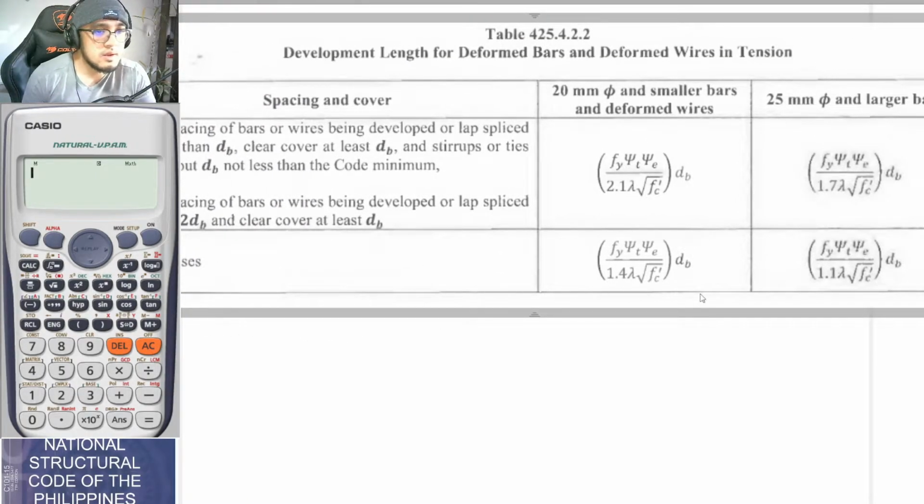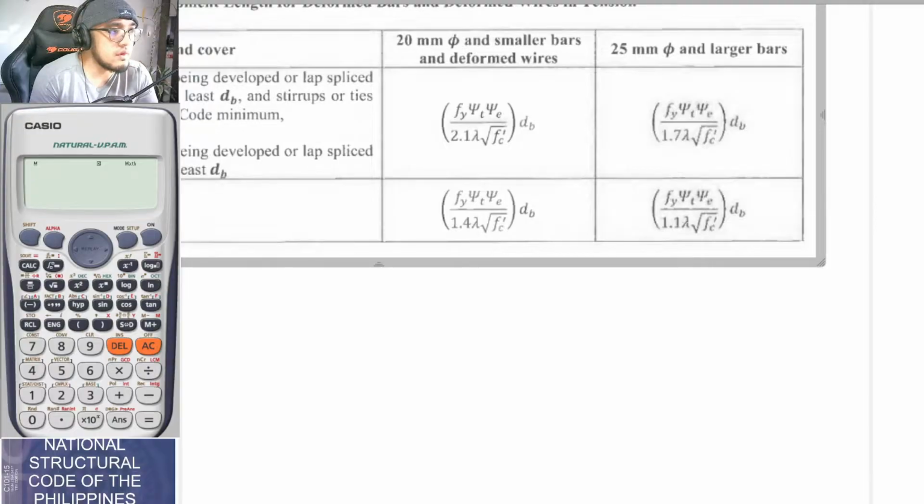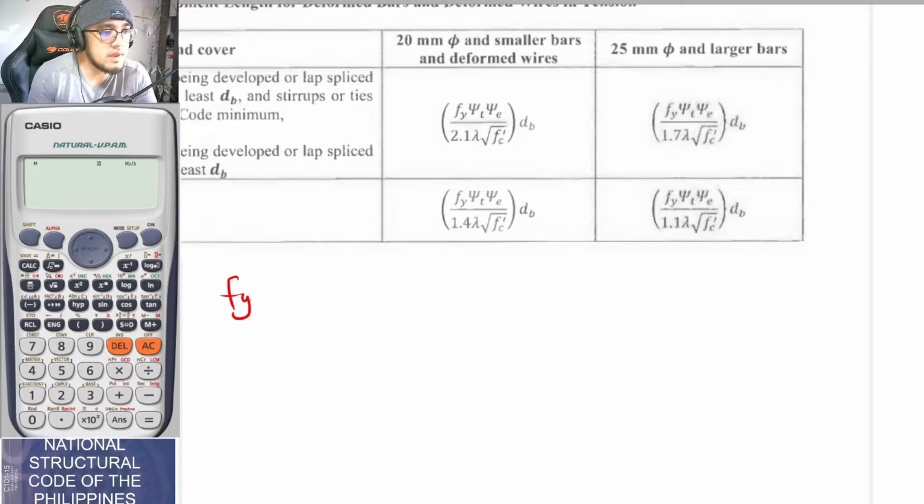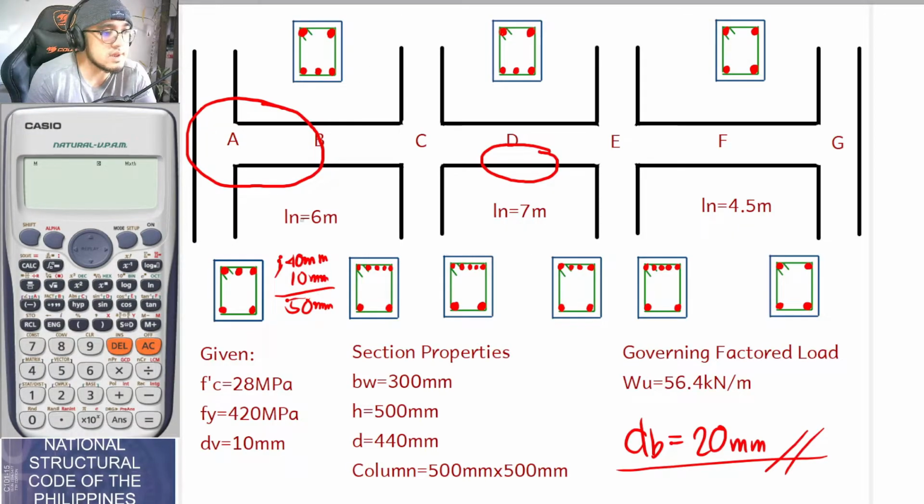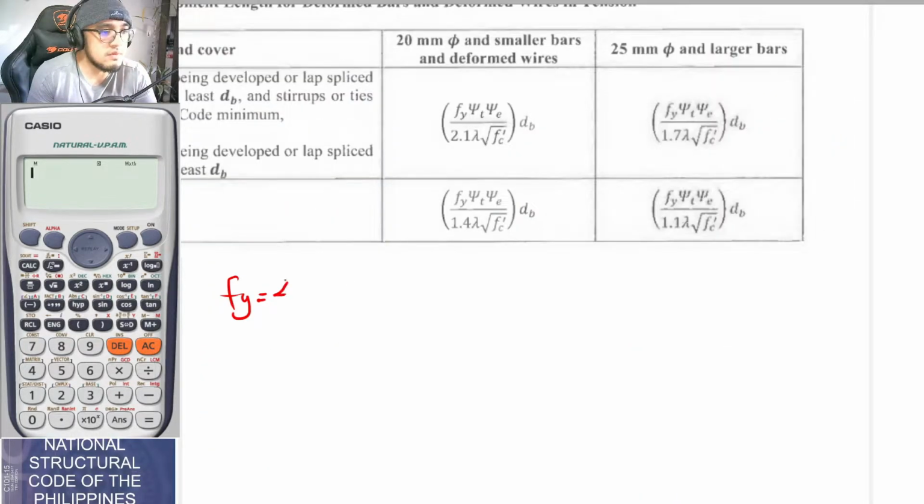Okay. So what is the value for our Fy? This should be given already. So our Fy is equal to 420 megapascals. So 420. And as for our Fc prime, this is 28 megapascals. So megapascal, and this is also megapascal.